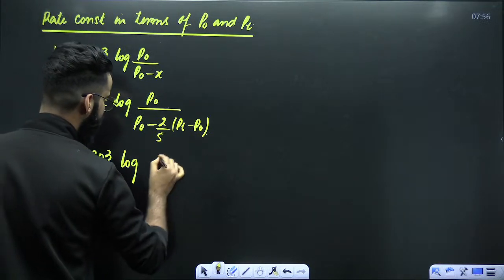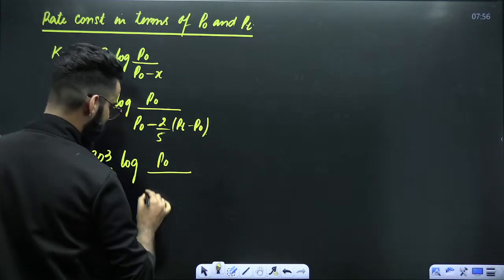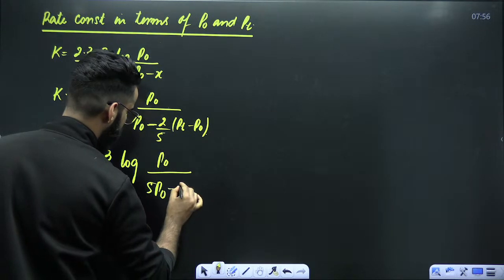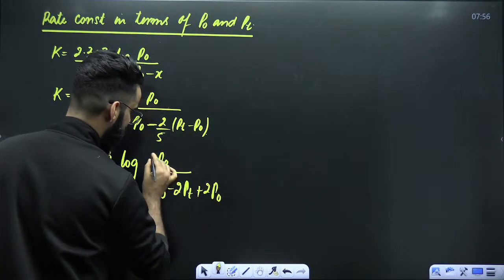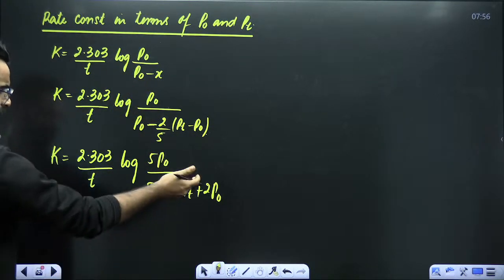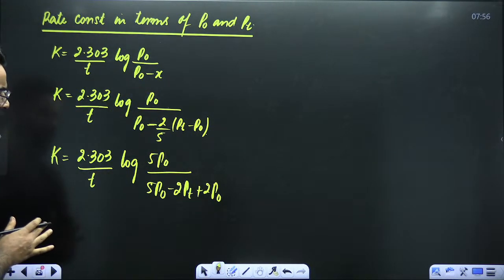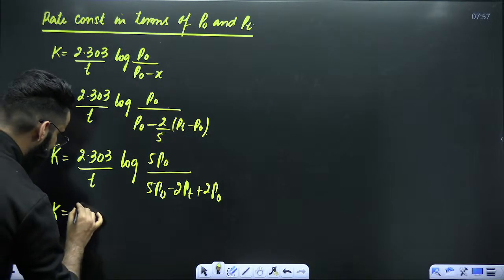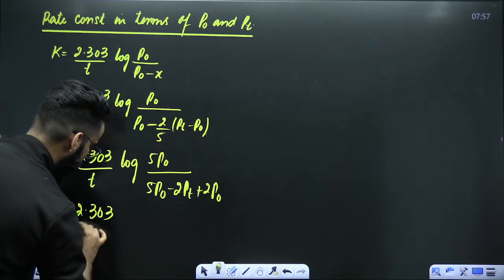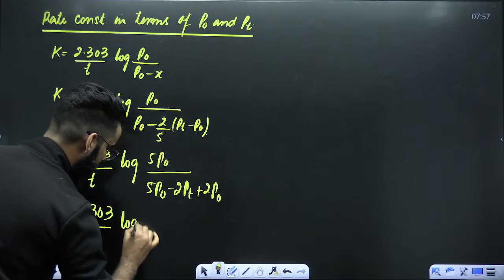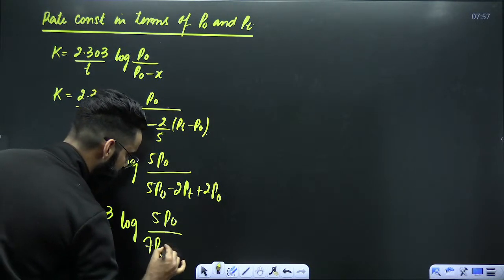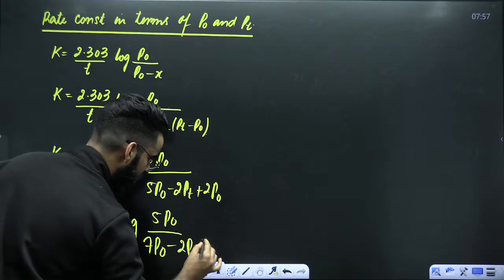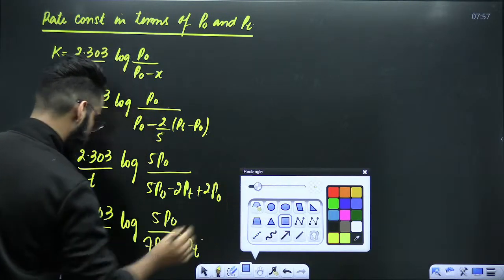Then it's going to be log of P naught divided by 5 P naught minus 2 times PT plus 2 times P naught, and in the numerator you'll write 5. After doing the calculation, that's all, right? So the final expression of K has to be 2.303 divided by T, times log of 5 times P naught divided by 7 times P naught minus 2 times PT. Perfect. This is something which you were supposed to calculate.